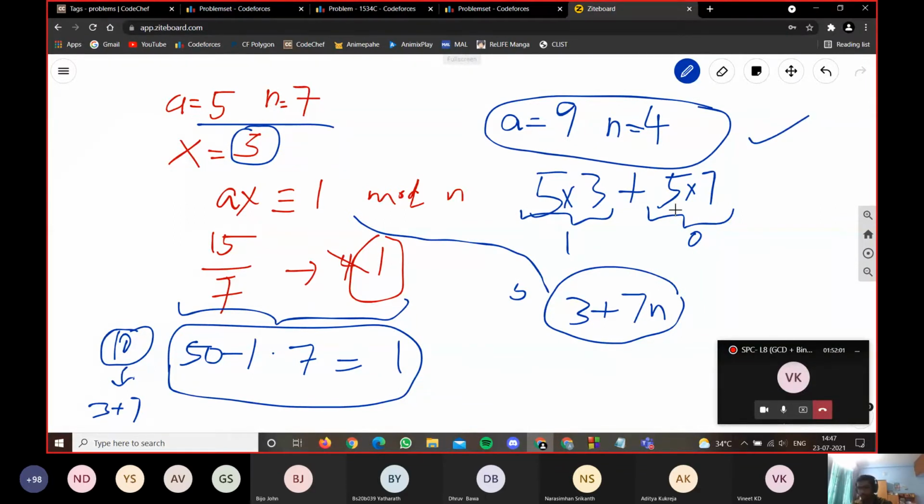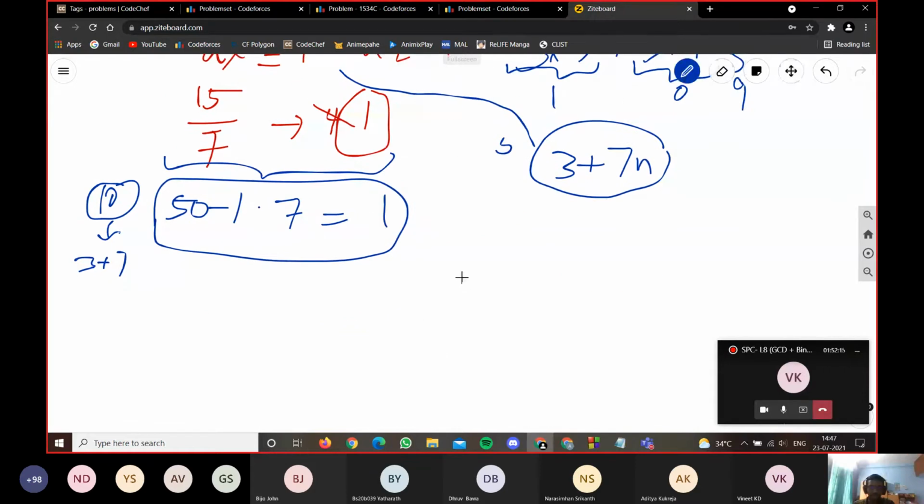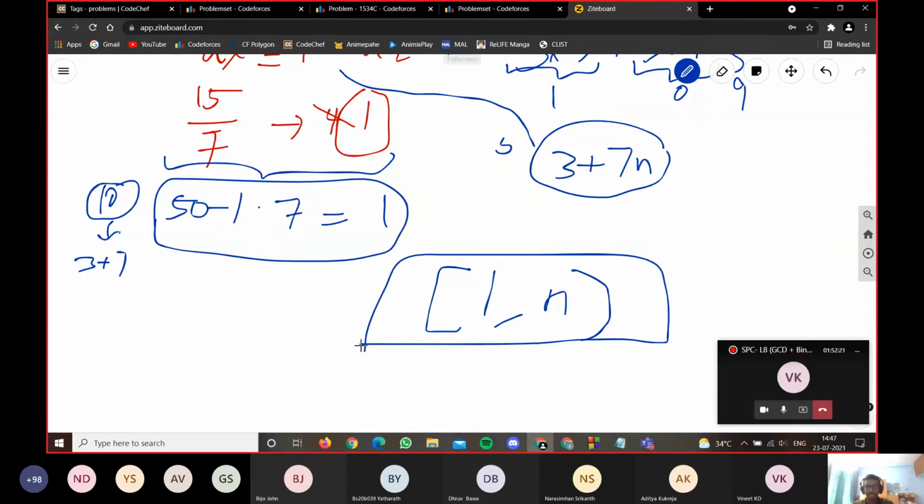Yeah. So for 9 and 4, 1 will work, 5 will work, 9 will work. As Nasiman said, it will be an arithmetic progression. Yes. But what we want generally is we will try to go for the mod inverse value which lies in 1 to n. So we will try to go for the first value that we want. That helps us computationally. There are reasons for that. But from 1 to n, there will always be a value.